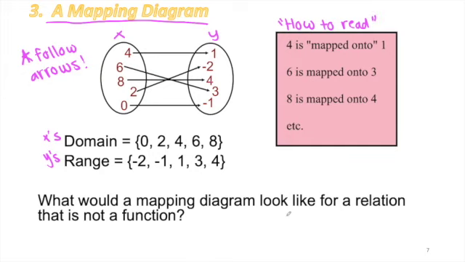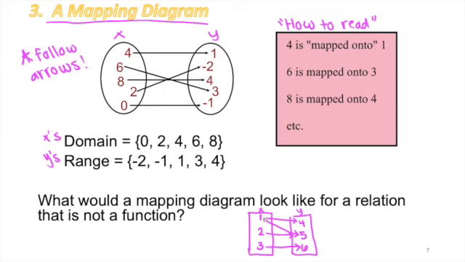Okay, what would a mapping diagram look like for a relation that is not a function? So I'm going to draw an example here. If you had, like, an example 1, 2, 3. It doesn't always have to be a round circle around it, okay? And then, so that's your x's, then your y's. Let's go 4, 5, 6. So if your 1 was mapped onto 4, but it's also mapped onto 5, and then let's go, 2 is mapped onto 5, and 3 is mapped onto 6.